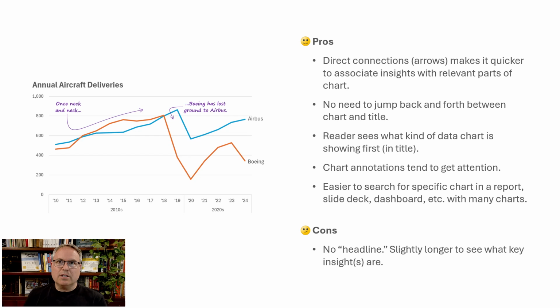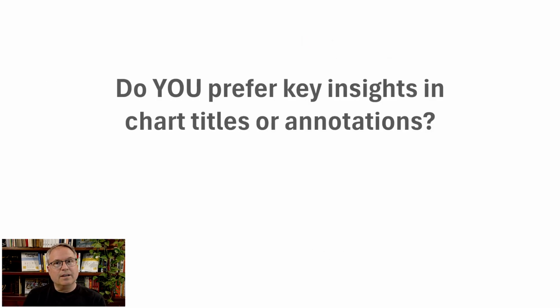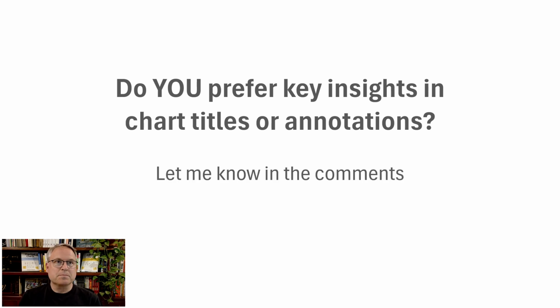But I am kind of on the fence. I can see pros and cons of both. And so I'd love to know what you think. Do you have a preference in terms of putting the key insights of the chart in the title or in annotations? And so do let me know in the comments.